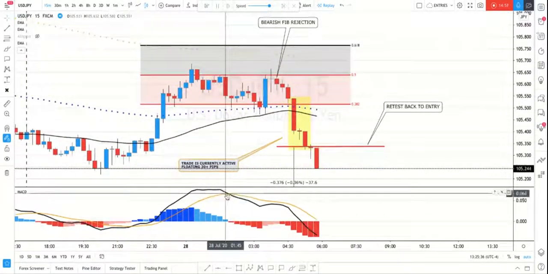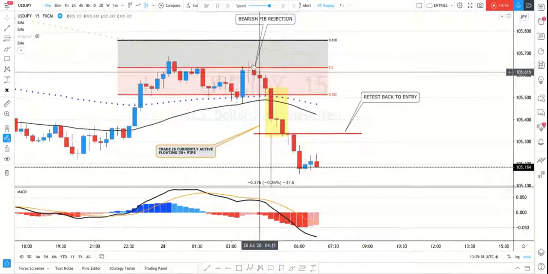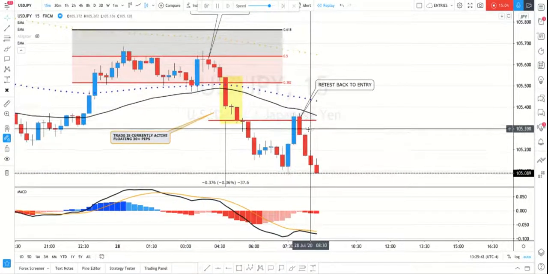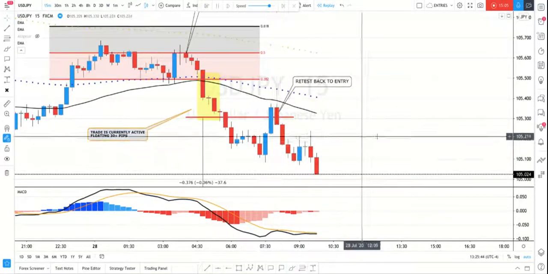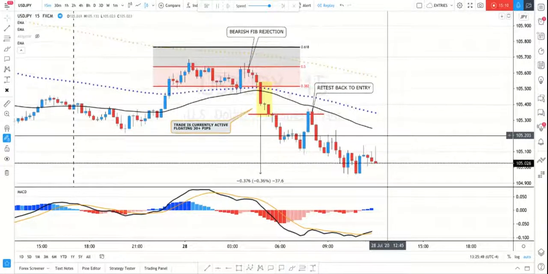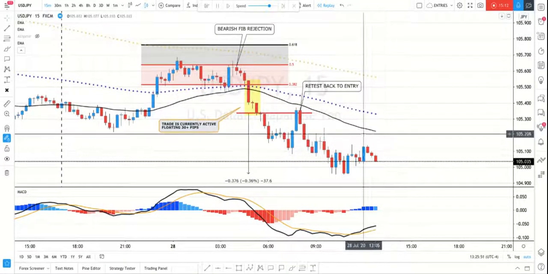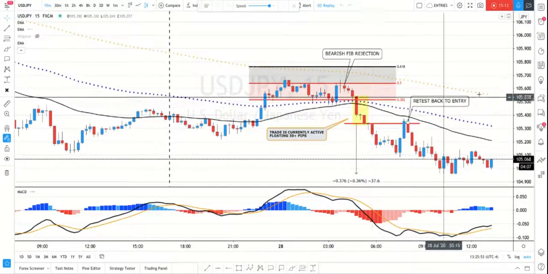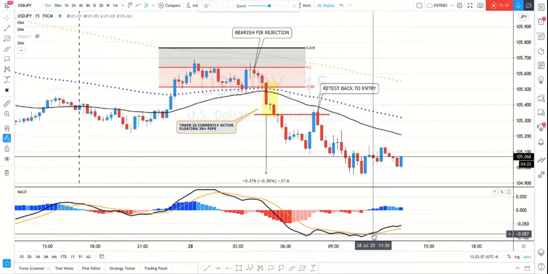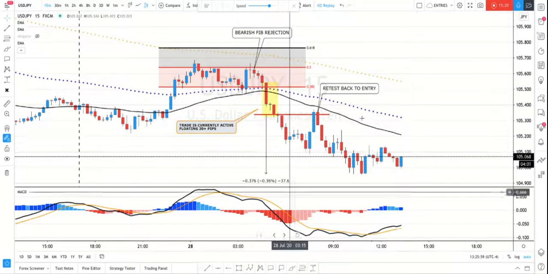Notice how we got this MACD cross showing me bearish momentum is picking up, and then price continued to fall. Price even retested back to your entry and then sold off again. So I like the sales that happened on all the USD pairs. They weren't necessarily fast, but the structure was correct. And now, as you can see, as we have this MACD cross, price is beginning to pull back.